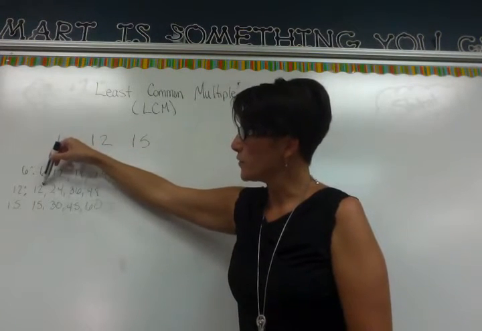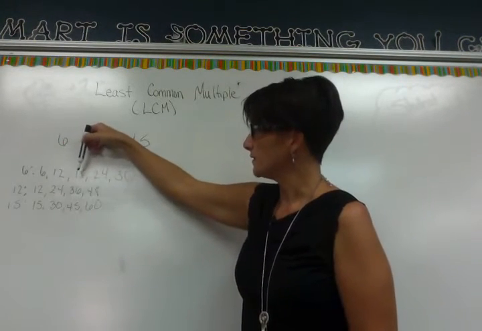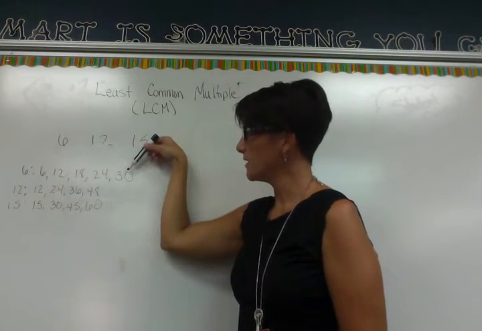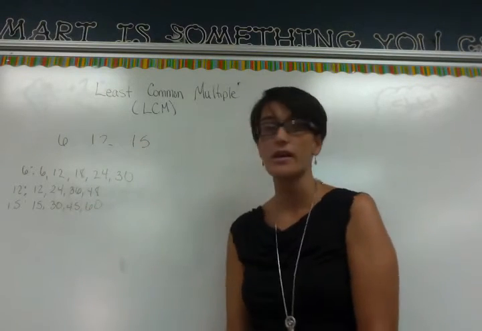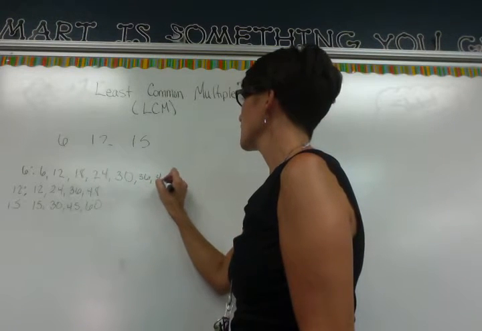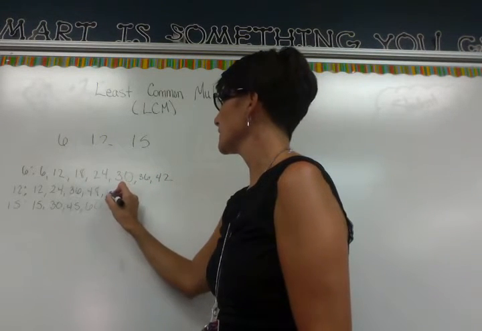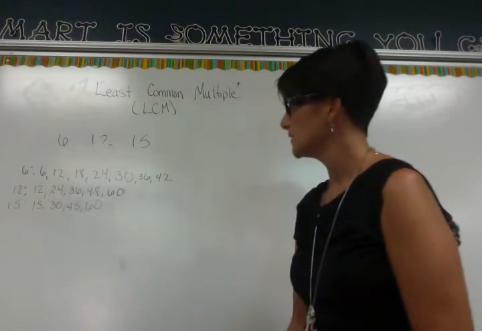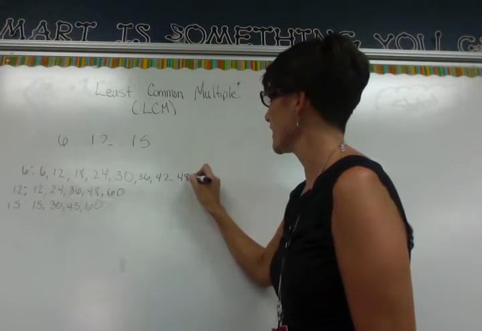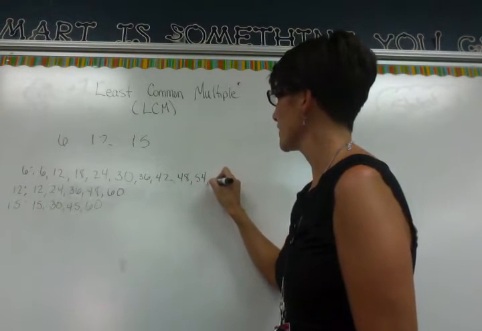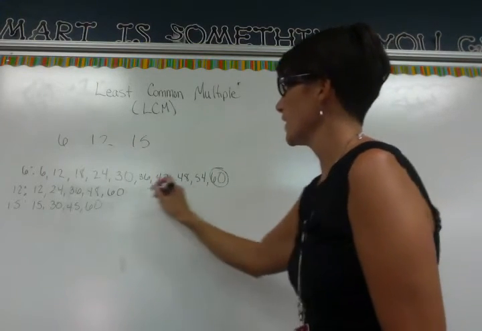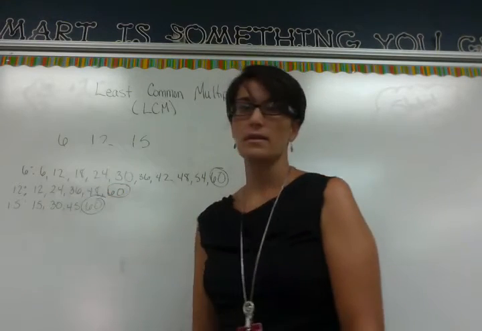All right, let's see if we have any that are the same. So, I see a 12, but no 12. Oh, no, I see a 24, no 24. See a 30, and no 30. Oh, gosh, I got to keep going on. All right, so I do 36, 42, let's see, 60. Still don't have any that are the same. 48, 54, 60. Oh my gosh, look at how many multiples of 6 until I finally found the 60.